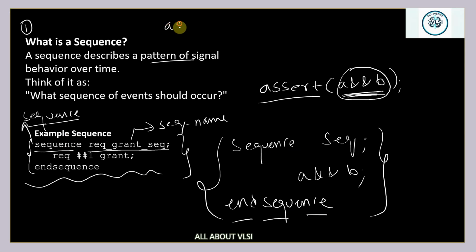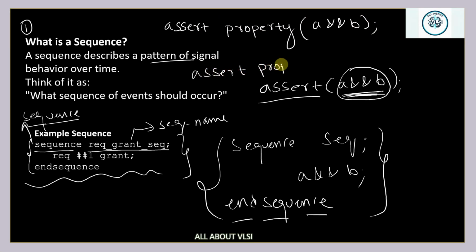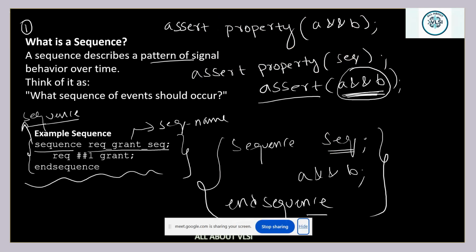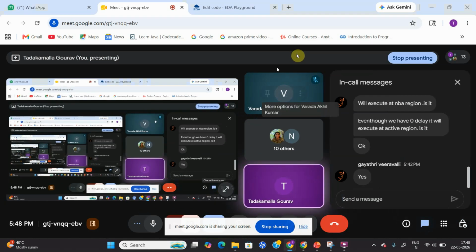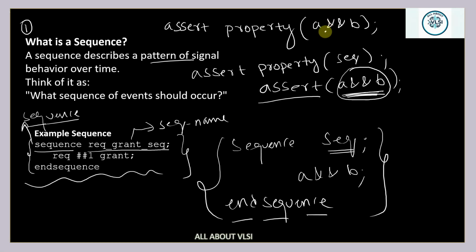Now, what will I do inside my concurrent assertion? Assert in a concurrent assertion has the keyword property. You can directly write the condition over here as A logical AND with B, or else you can write assert property and then the sequence name SEQ. So there are two ways to write your concurrent assertion. Either you mention the condition directly with your assert keyword, or you write your condition inside a sequence and mention the name of the sequence with your assert.